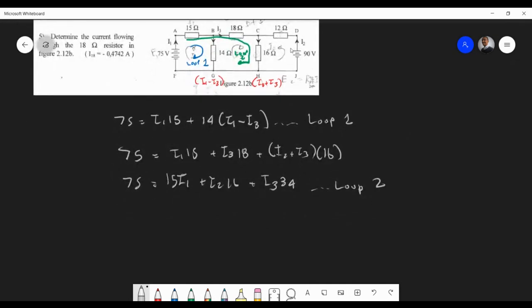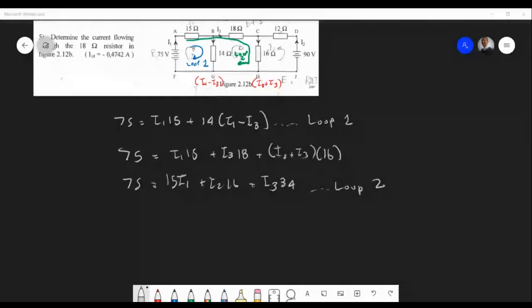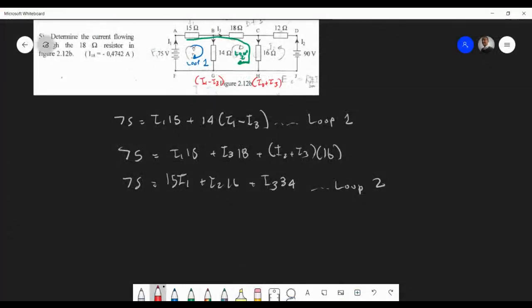Now, we can sneak in a nice small loop here. I think at the 90. That looks like one way. Remember, guys, this is one approach. You can take many loops here. Kirchhoff is very flexible. Okay, other loop now. So loop 3. So we have 90 equals I2 12 plus I2 plus I3 16, right? Yes, sir. Fantastic.